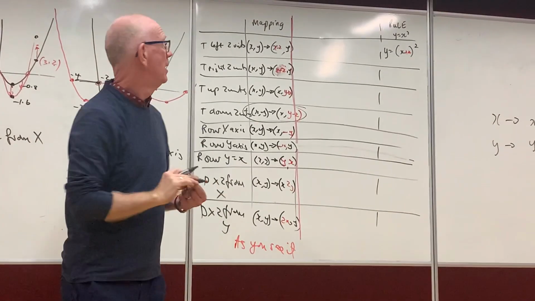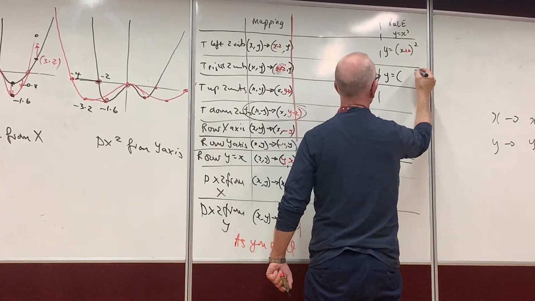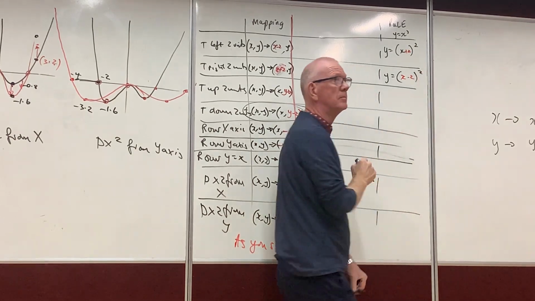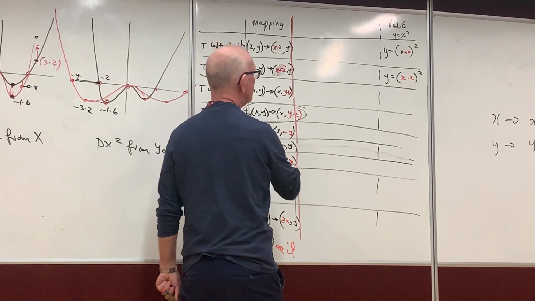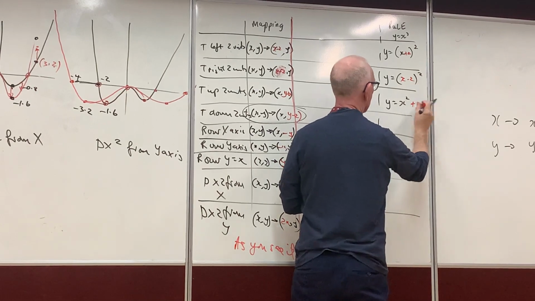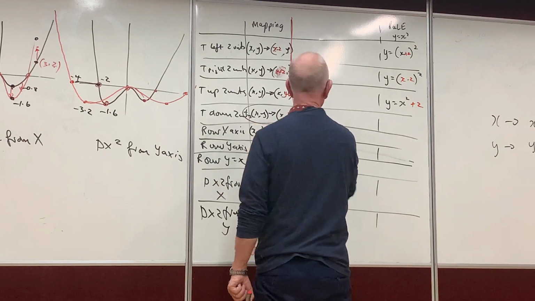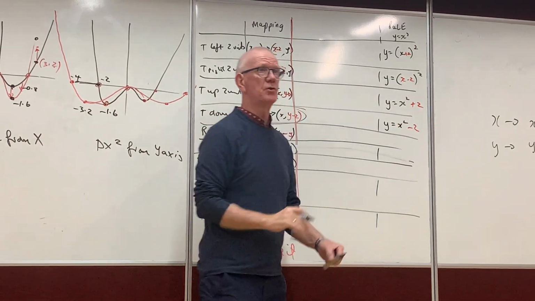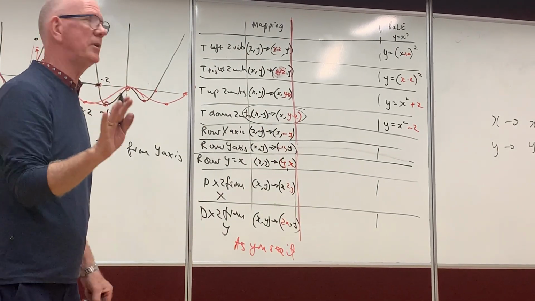If you go to the right 2 units, it becomes x minus 2 squared. Correct? If you went up 2 units, y becomes x squared plus 2. And if you went down 2 units, it becomes y equals x squared minus 2. Are we okay so far? You've seen all of this for a couple of years now.